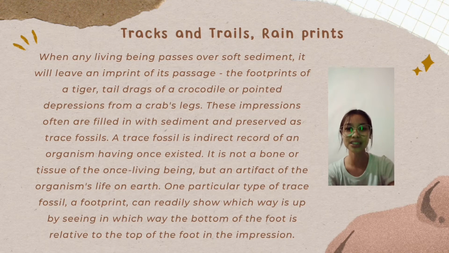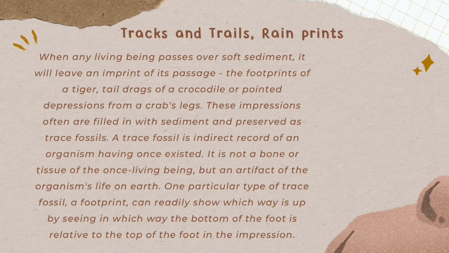A trace fossil is an indirect record of an organism having once existed. It is not a bone or tissue of the once living being, but an artifact of the organism's life on Earth. One particular type of trace fossil, a footprint, can readily show which way is up by seeing in which way the bottom of the foot is relative to the top of the foot in the impression.